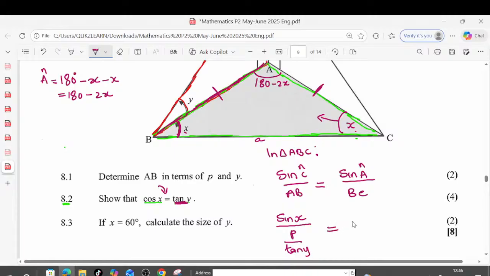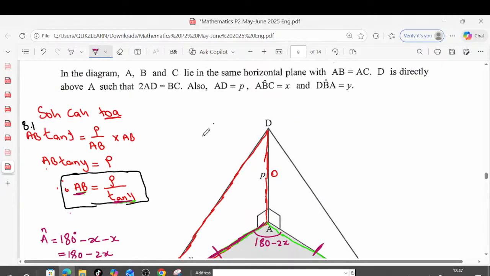Equate this to the sine of angle A, which will be the sine of that angle A. We said it's 180 degrees minus 2x. Everything is divided by BC. What is BC equal to? What is the length BC equal to?